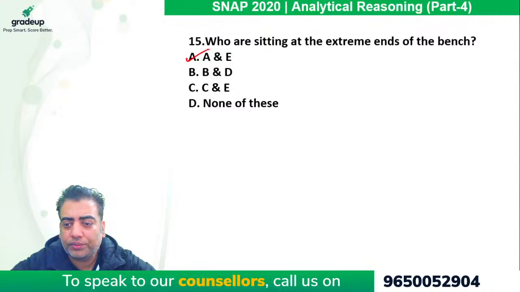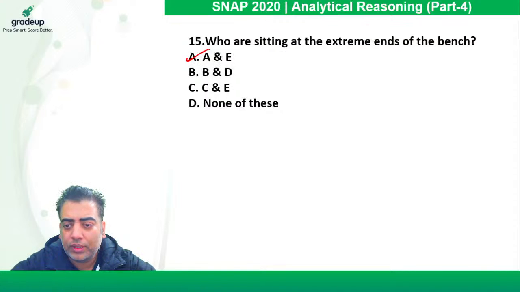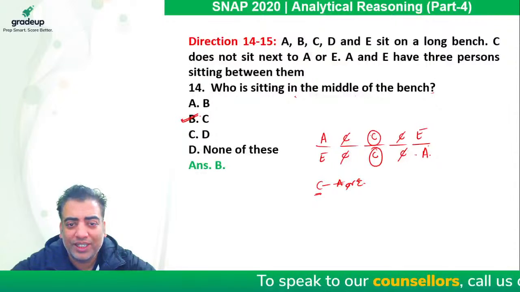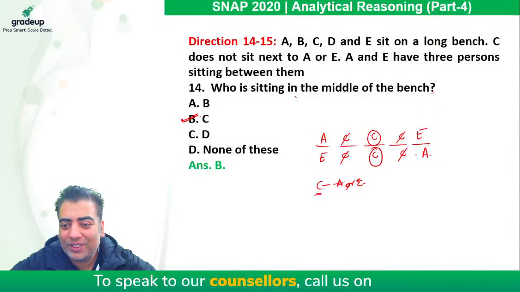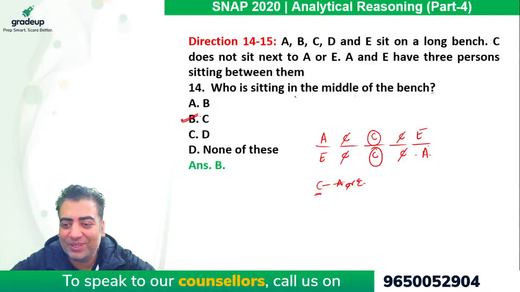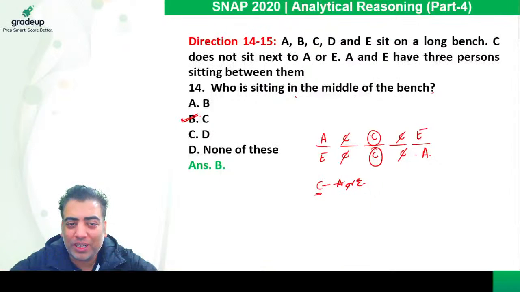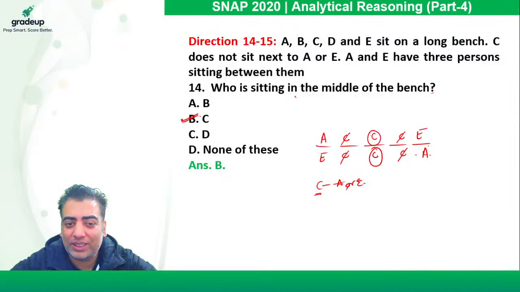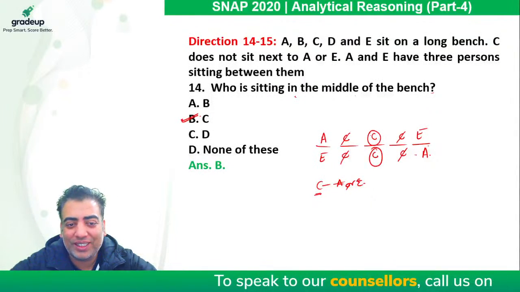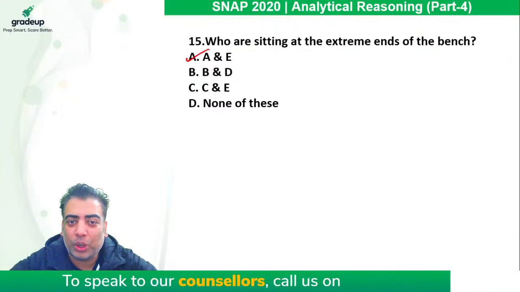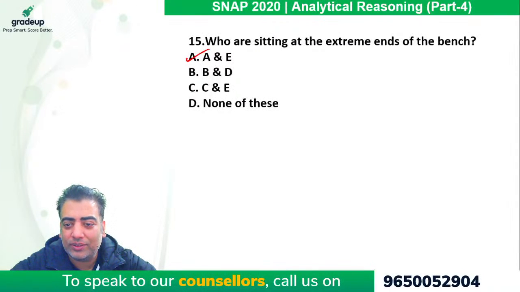Is that done? Yes, C is in the middle. So C is in the middle. That's why it is your option B, because B was having C. Right, so everyone is writing, few are writing the option and few are writing maybe the name. So I am coming to the same question again. So it is option B, which is C. Right. So here it is option A, which is A and E.